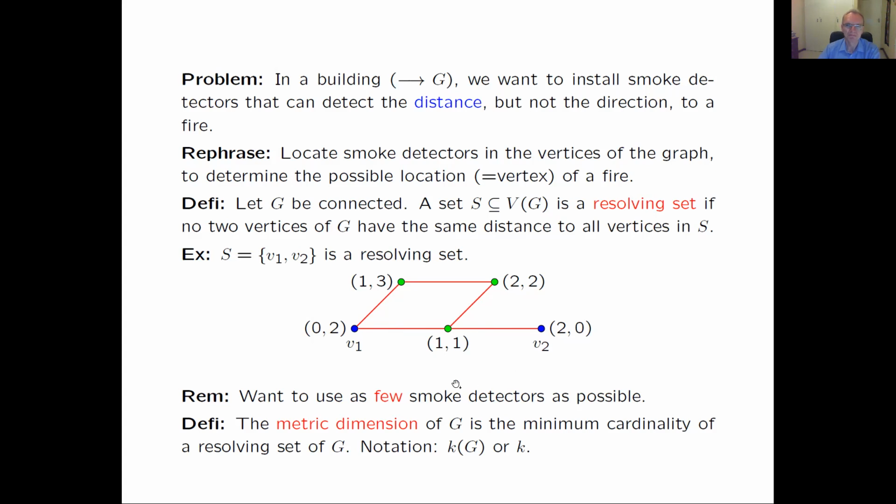Okay, now let me use this example of the smoke detectors one more time. As so often, we want to use as few smoke detectors as possible. And that means I'm now interested in resolving sets that have minimum cardinality. Okay. And the smallest possible cardinality of a resolving set in a graph is called the metric dimension of our graph. And usually I denote the metric dimension of G by k of G or just by k.